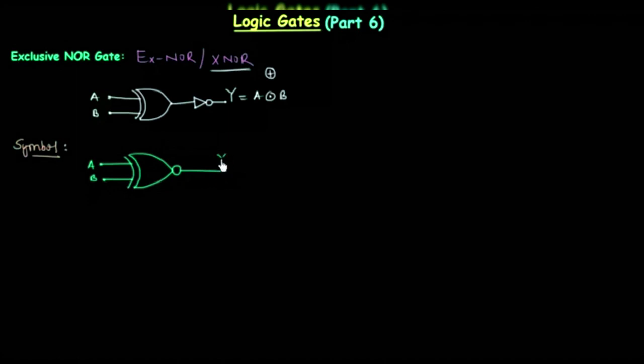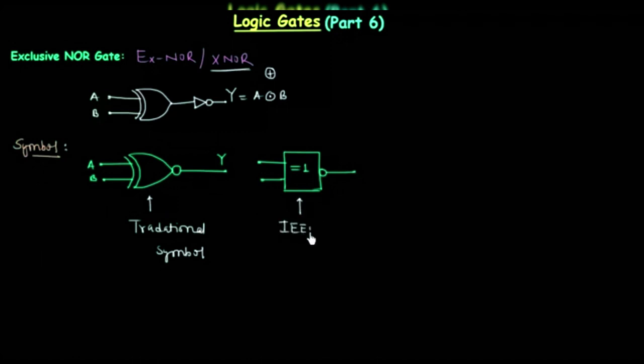A, B, output is Y. This symbol is the traditional symbol for XNOR gate. We also have the IEEE symbol for XNOR gate. It looks something like this, equals to 1, and then I will place a small bubble at the output. The two inputs and the output. This symbol is the IEEE symbol.